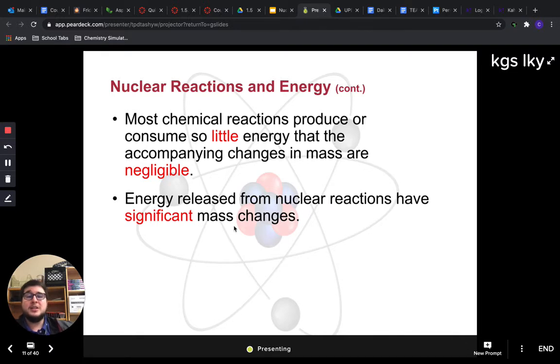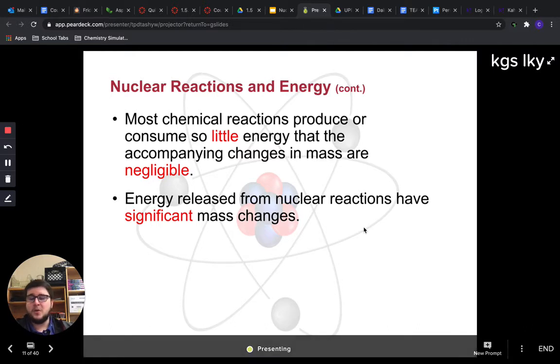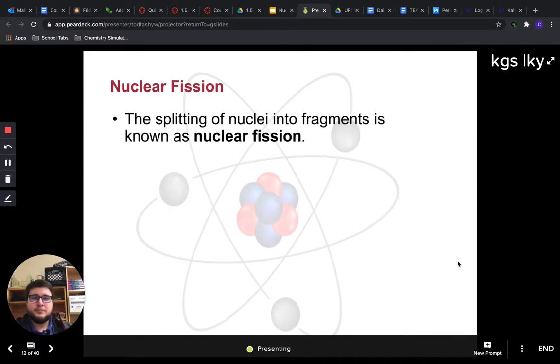But energy released from nuclear reactions is a ton, so they have significant mass changes. Whenever I have a nuclear reaction, fission or fusion, the energy that is released is so great that you do have to account for the change in mass. Okay, and we talked about these reaction types.